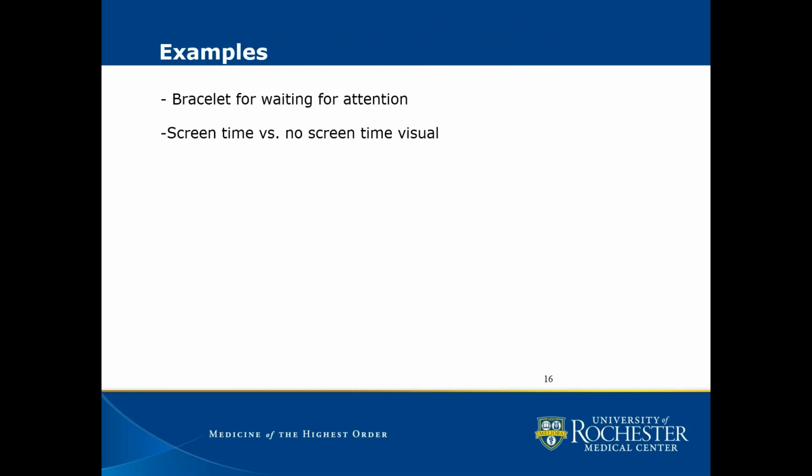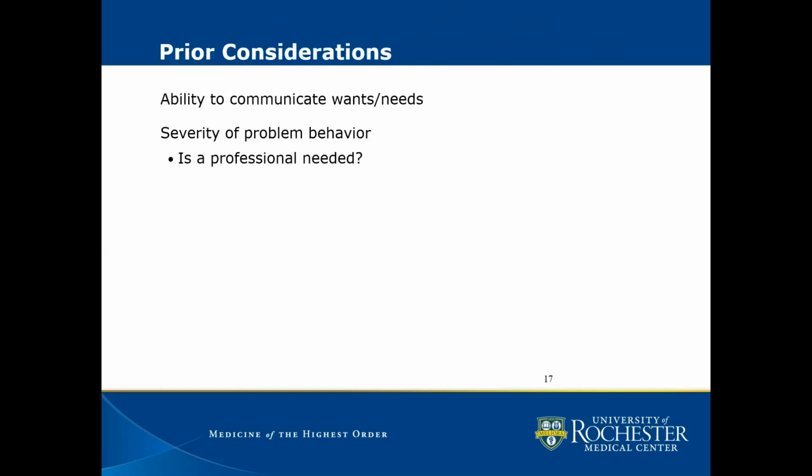I'm not gonna stay here for very long because I think we do have some visuals later on. But let's start off with some prior considerations. Again, you need to think initially about what those problem areas are. We talked about that already, but you also need to think about the kid's ability and method for communication. So, what's in their repertoire? What do you have to teach?